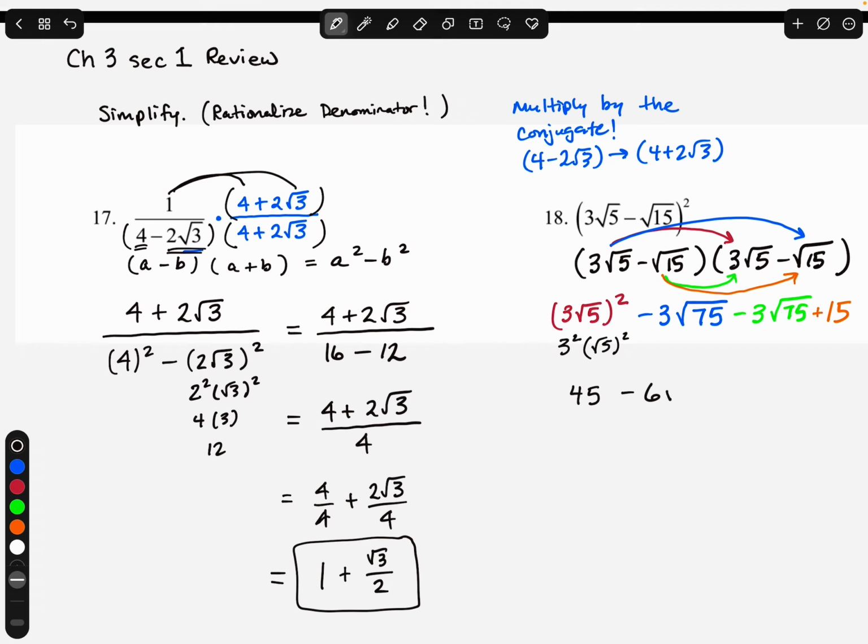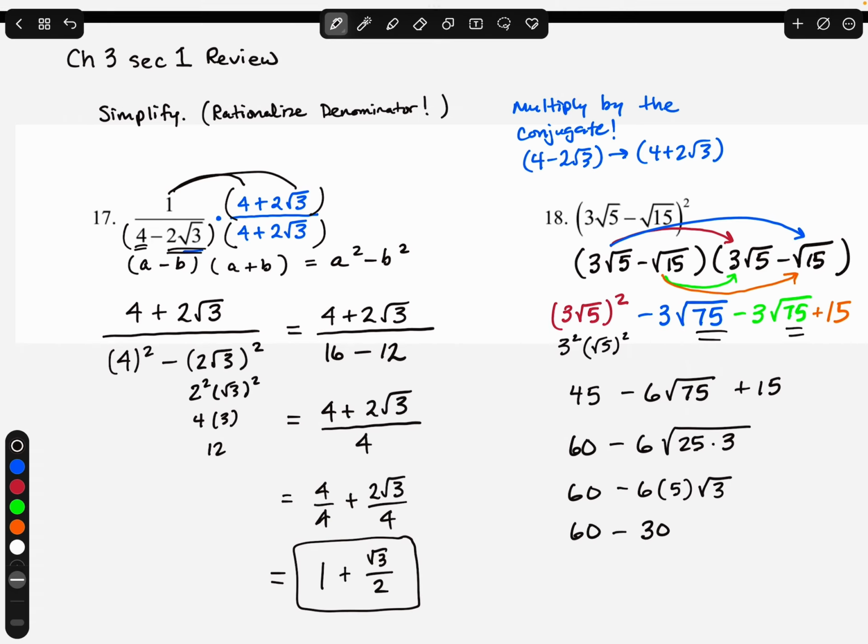Here we've got minus 6 radical 75. I'm going to go ahead and just combine them right now. I know these simplify down, but I'll go ahead and combine them together. Then we'll simplify it after. And I'll bring down my plus 15. So 15 and 45 does give us 60. And then minus 6 times, and this would be 25 times 3, which would be minus 6 times 5 times radical 3. So when we simplify, we get 60 minus 30 radical 3. And that's as far as that one goes too.